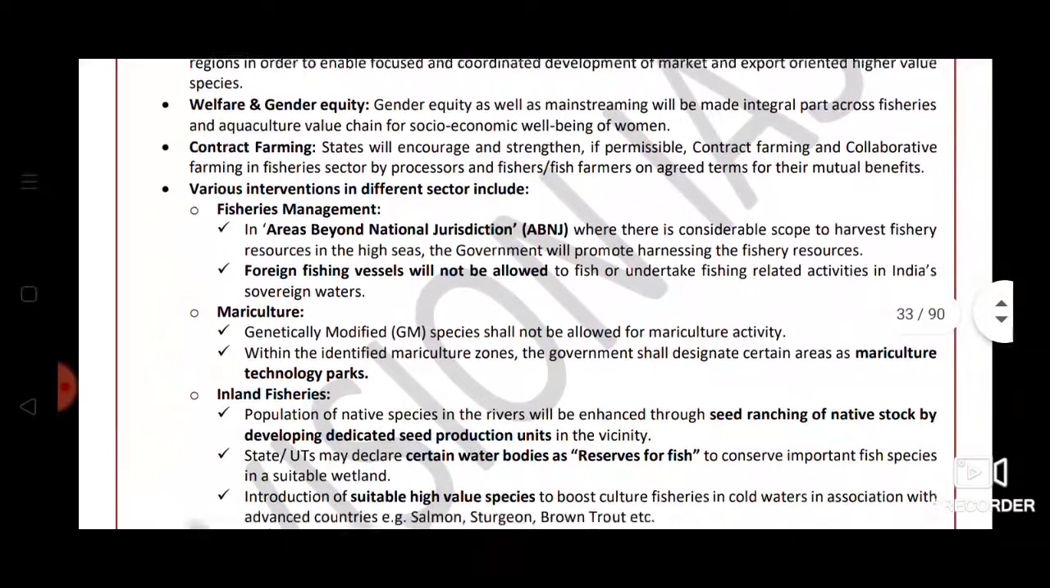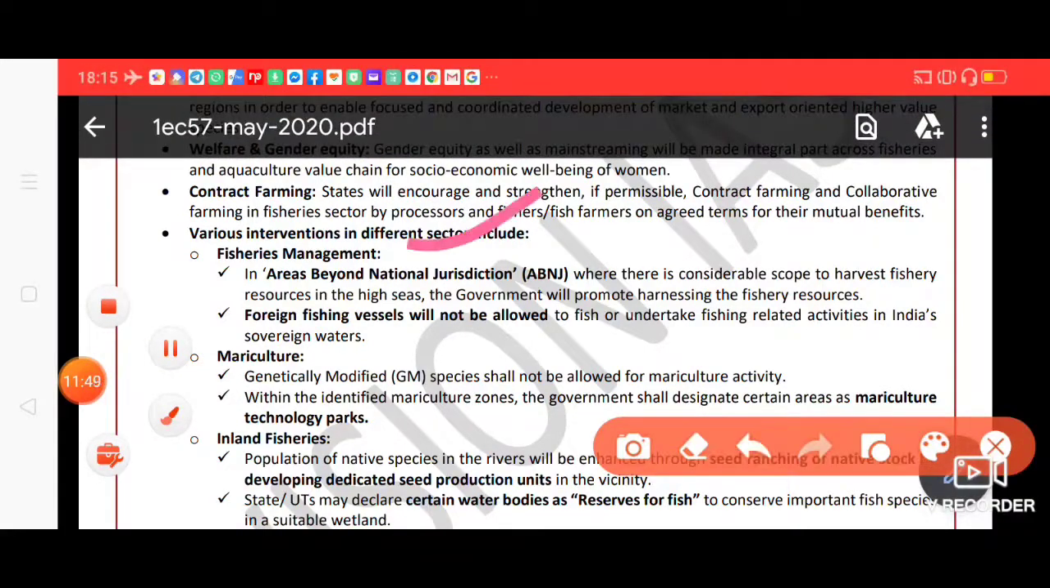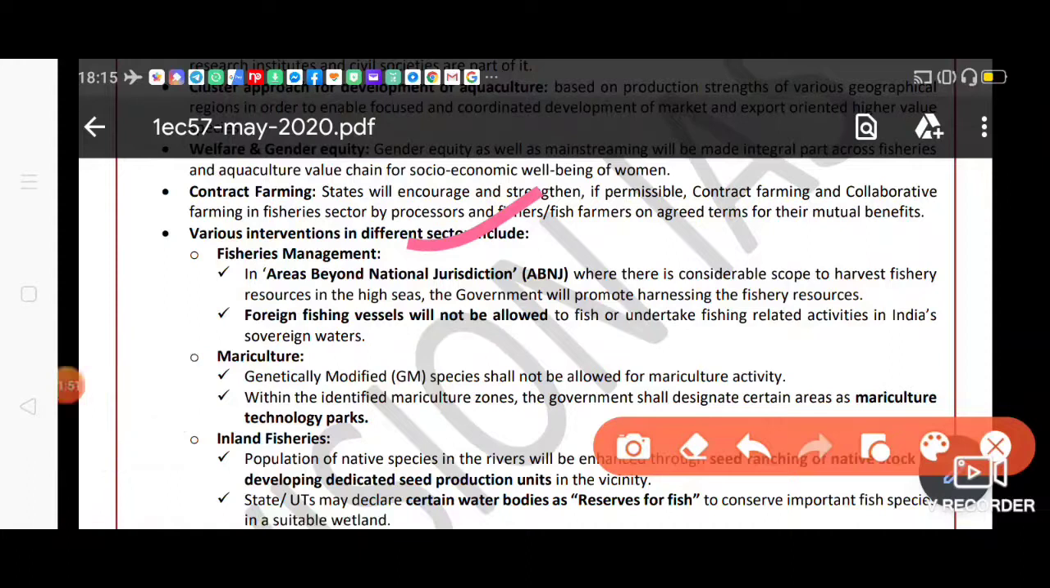Various interventions in different sectors include fisheries management in areas beyond national jurisdiction. So let's see in various sectors how it has been worked. In areas beyond national jurisdiction, there is considerable scope to harvest fishery resources in the high seas. The government will promote harnessing the fishery resources. Foreign fishing vessels will not be allowed to fish or undertake fishing related activities in India's sovereign waters. So that is what we are doing in fisheries management in areas beyond national jurisdiction.